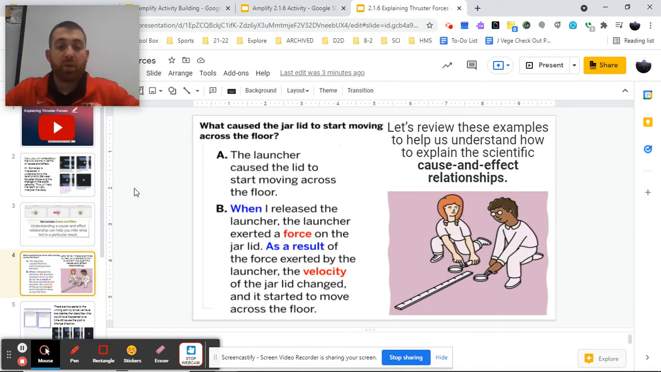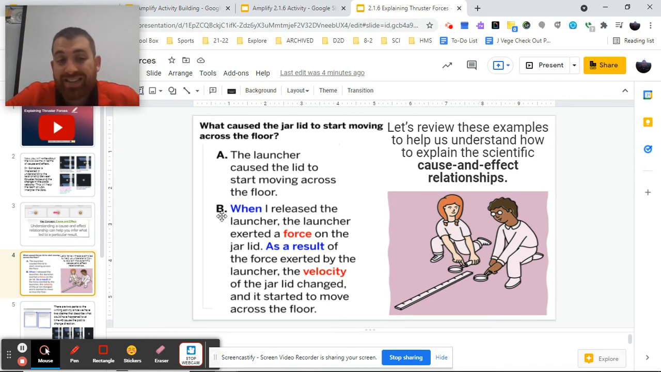In a previous lab, you guys used a lid and hit it across the floor with one of the launchers. And we could use our understanding of cause and effect to explain what's going on with the lids. So we could break down a very simple cause and effect relationship by saying the launcher caused the lid to start moving across the floor. And though this is a great example of a basic idea for cause and effect, cause, the launcher was hit, effect, it moves across the floor, this really doesn't help us explain scientifically this cause and effect relationship.